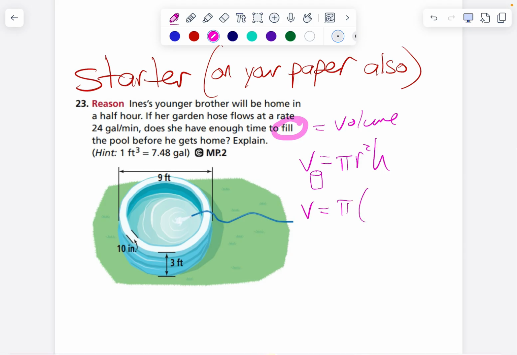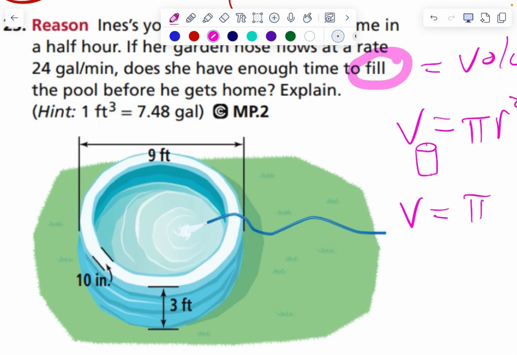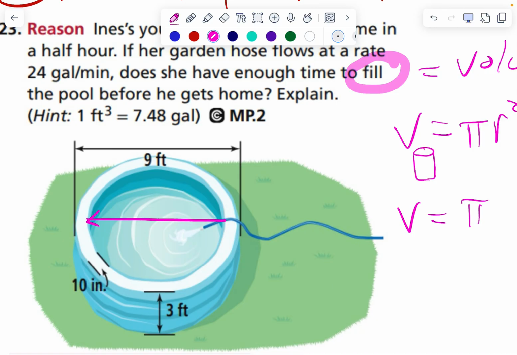Radius here is 9/2, so just split the diameter in half, and then the height is 3. Oh, wait, I didn't see that the radius is actually not 9/2. Why? There's thickness, right? Now, I don't know why you wouldn't just measure the inside diameter. I think this problem is more of a math problem to make you convert. But in reality, you would just measure right there.